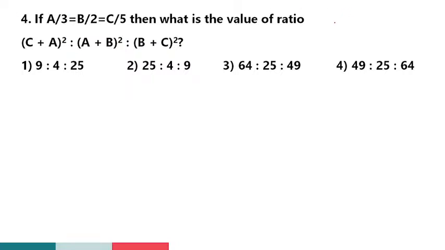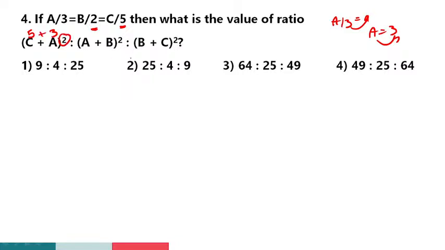Okay, listen. For example, a by 3 is equal to b by 2 is equal to c by 5. The a value is how much, guys? 3. And the b value is how much? 2. The c value is how much? 5. So directly substitute here. The c value is 5, the a value is 3. 3 plus 5, 8.